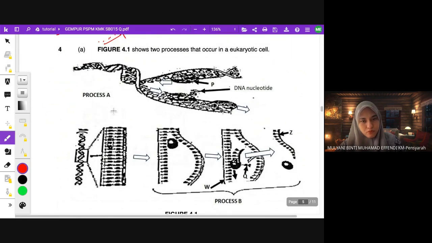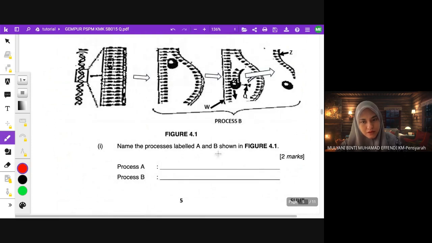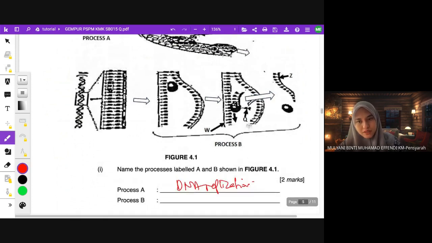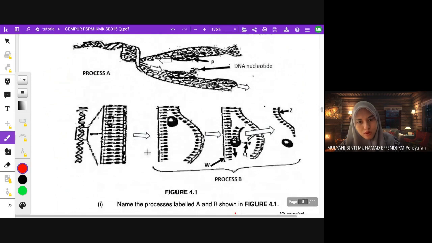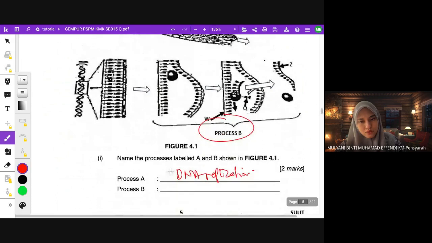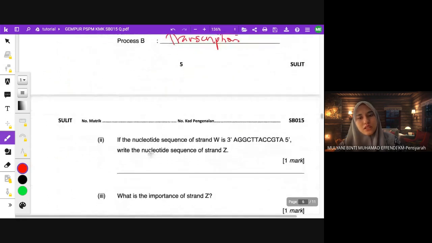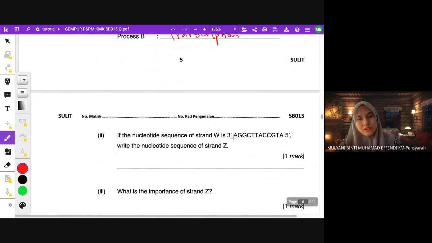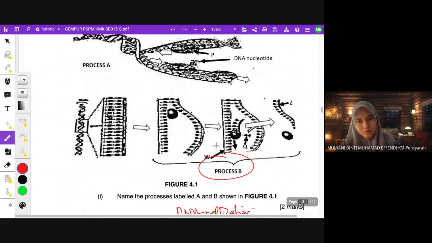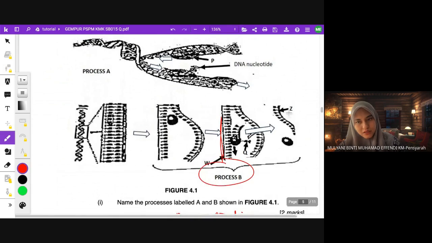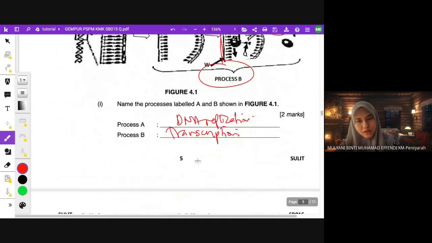So nombor 4 pula dia tanya name the process label A and B. So A adalah DNA replication. Yang B kita nampak kat belakang ini, bawah ni, this one. So this is transcription. Okay, transcription. So dia tanya if the nucleic sequence W is ini, write the sequence of Z. W adalah ini template dia, Z adalah hasil daripada transcriptionnya.